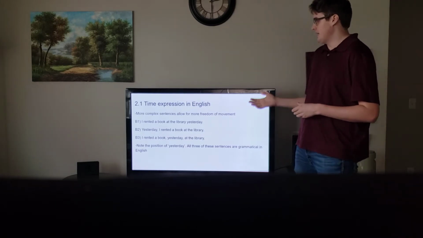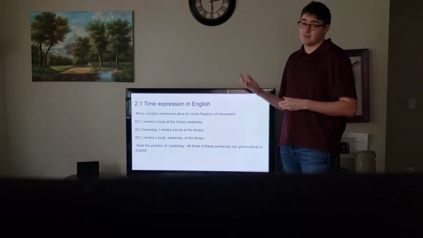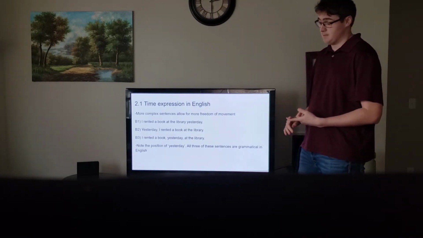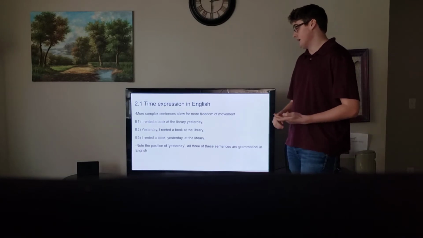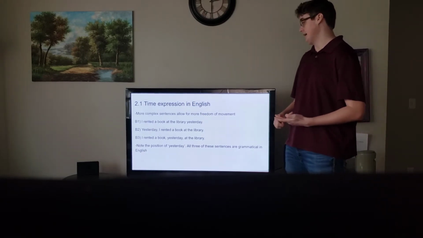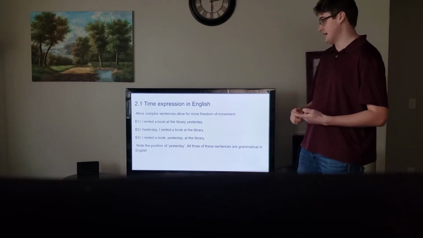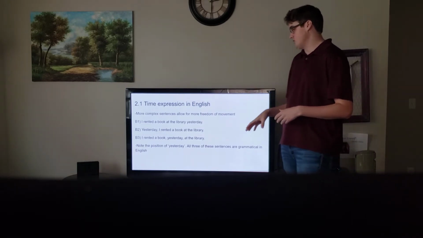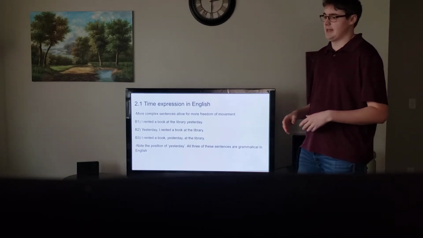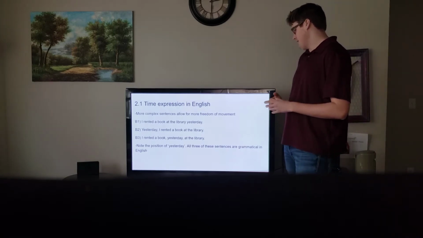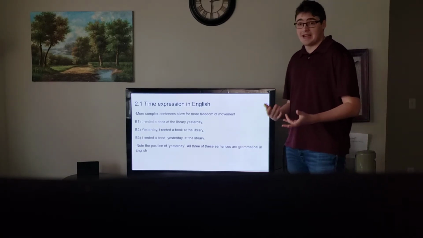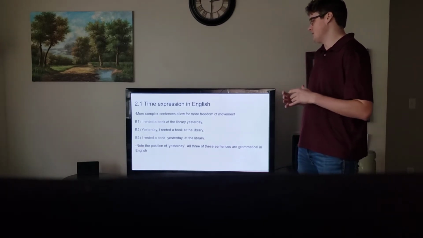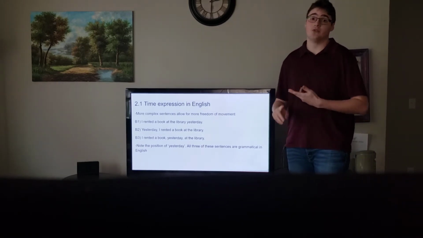As you can see by the three example sentences I've presented here: I rented a book at the library yesterday. Yesterday, I rented a book at the library. And I rented a book yesterday at the library. You can clearly see the position of the yesterday in each individual sentence and its place. All three of these sentences are considered grammatically correct in English and also portray the information that somebody rented a book at the library. They didn't do it today, they didn't do it tomorrow, they did it yesterday.